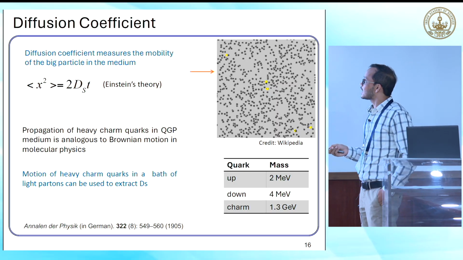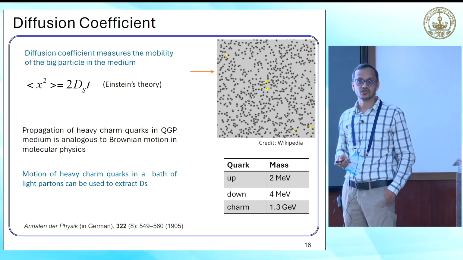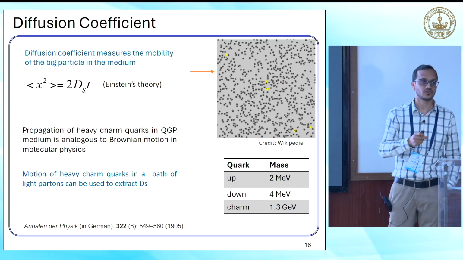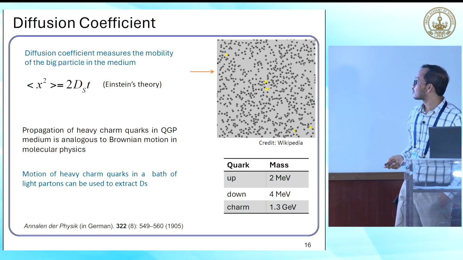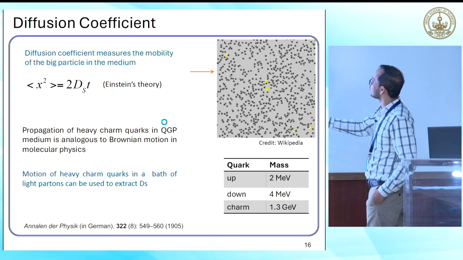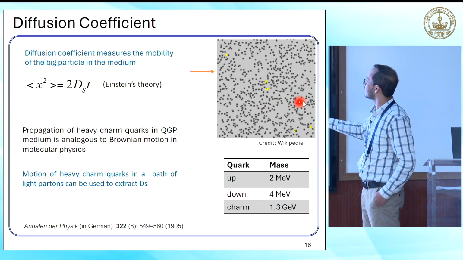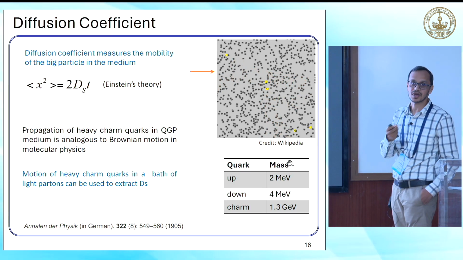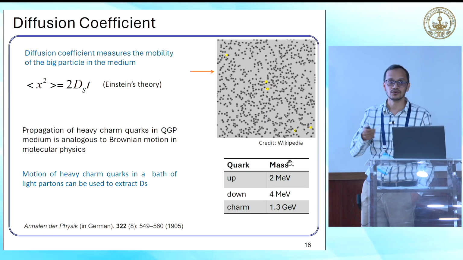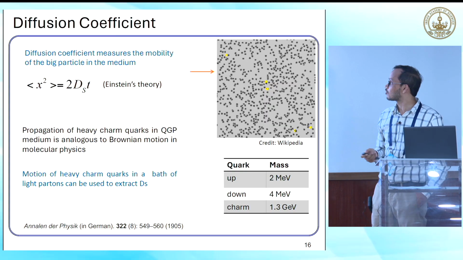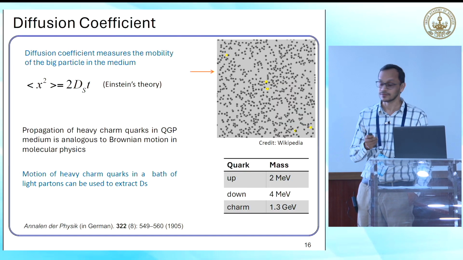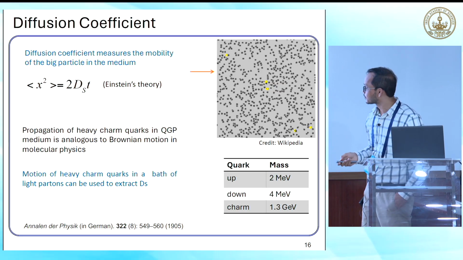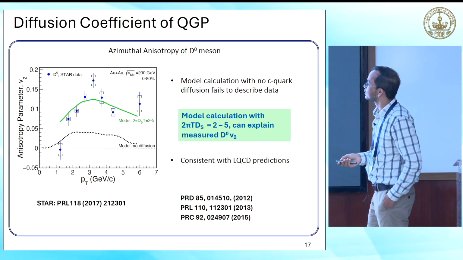So, we take the help of the idea of Brownian motion. You know that in Brownian motion, the larger particle undergoes random motion in a liquid. So, here you can say that these black dots are light quarks that make up the QGP, and the yellow dots are the few charm quarks, and they are undergoing the Brownian type of motion. So, if we measure the collectivity of the D meson, we can extract the diffusion coefficient. Okay. So, this is what I have shown here.